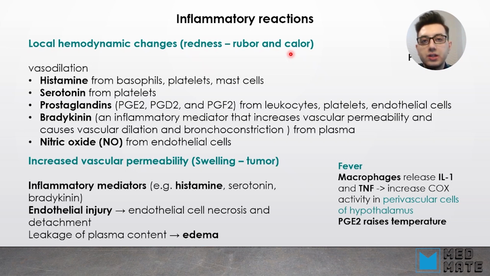Another cardinal sign is pain, and pain is regulated mainly by bradykinin and PGE2. And the last cardinal sign that we want to discuss here is fever. Now, the fever mechanism is very important. What you have to know is that the mechanism of fever is via macrophages, and they release IL-1 and TNF. And IL-1 and TNF cause increased COX activity in perivascular cells of the hypothalamus, and that raises the temperature, because PGE2 raises temperature, and that leads to the fever.